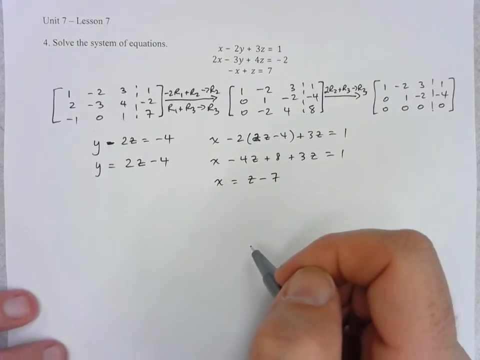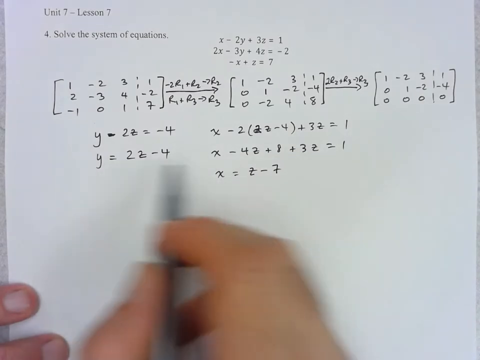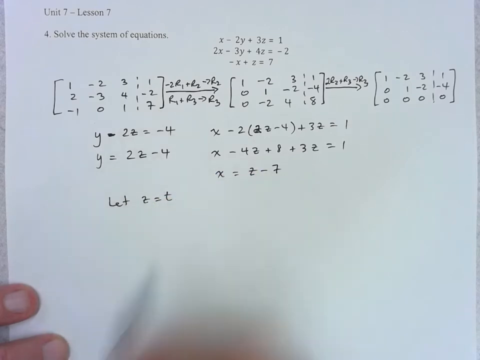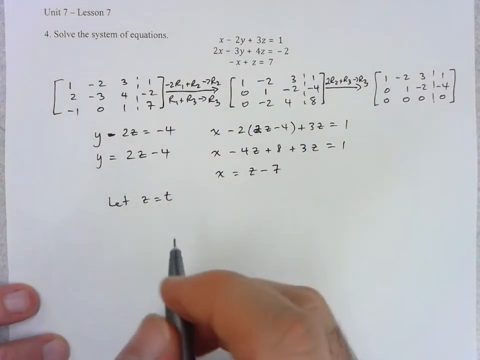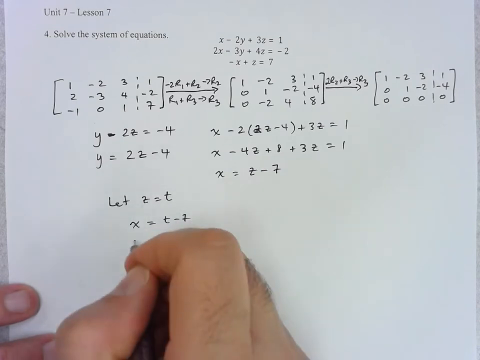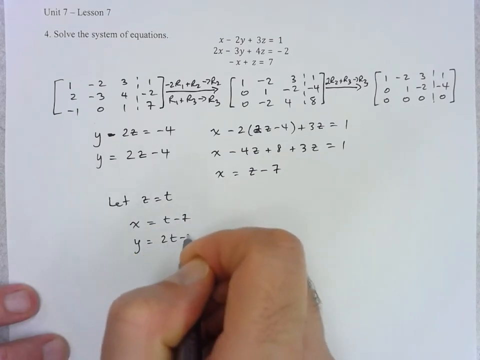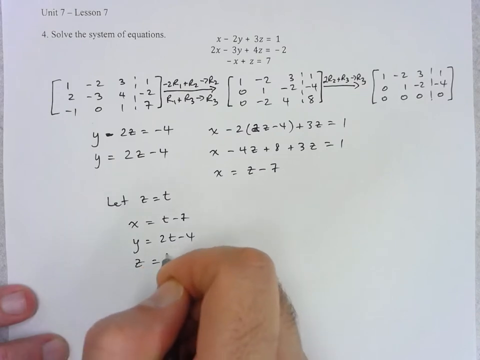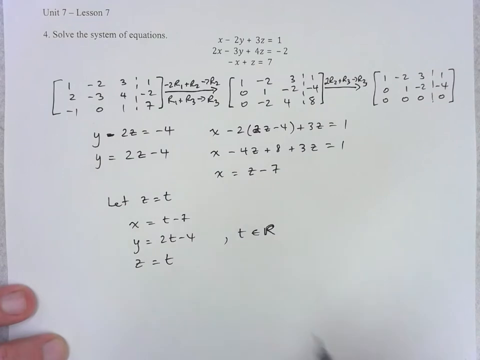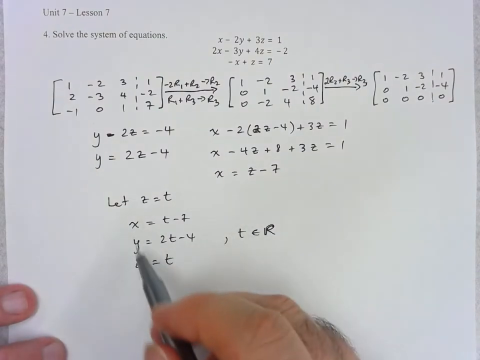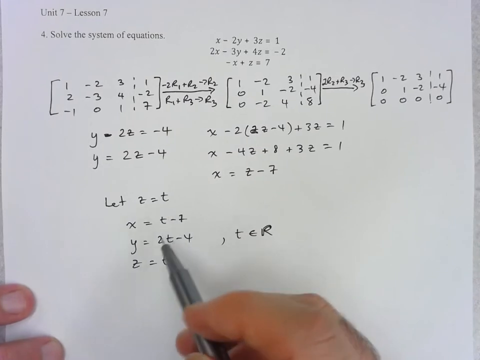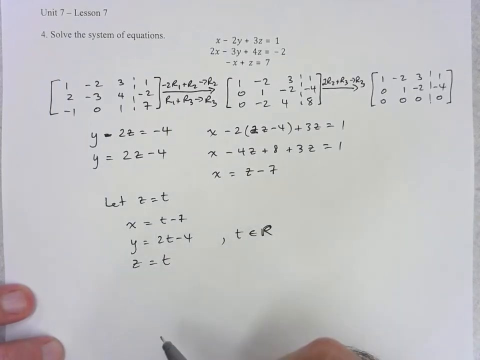Okay, and so once we've written two of the variables in terms of the third, that third now becomes our parameter. So I'll let z equals t, and so the answer can be given as x equals t minus 7, okay, y equals 2t minus 4, and z is equal to t, and t can take on any real number. Okay, so here's our infinitely many solutions, and if we wanted to give this a geometric interpretation, we know that this represents the equation of a line.